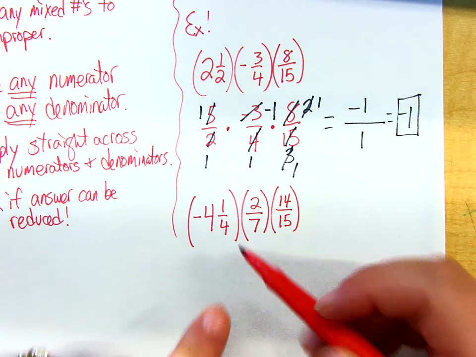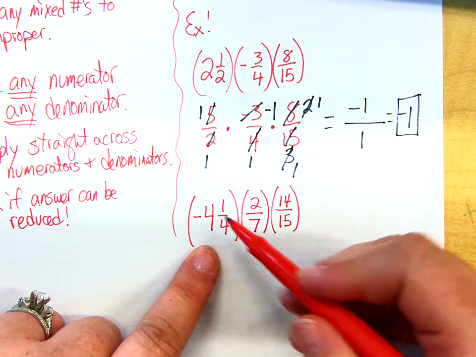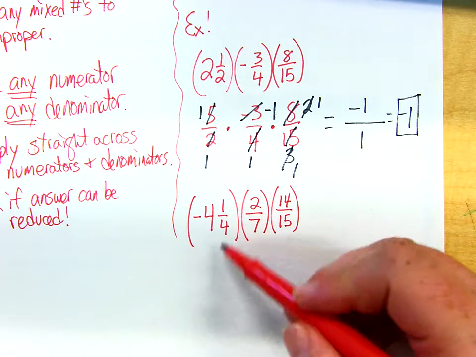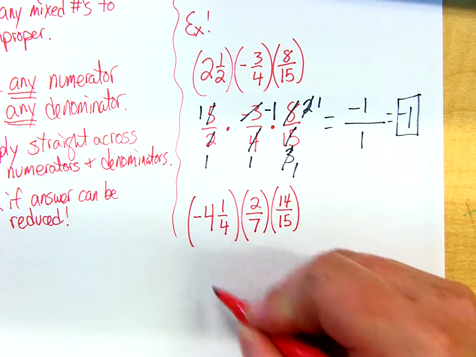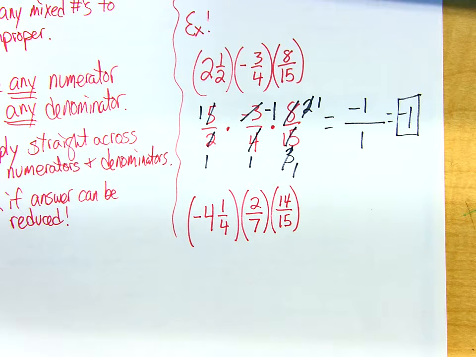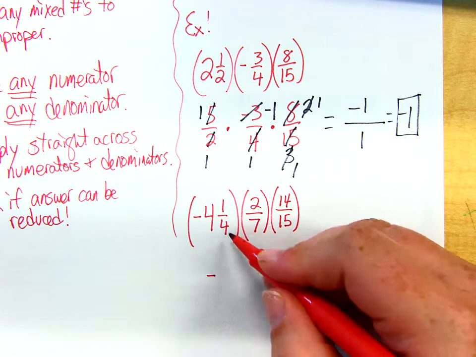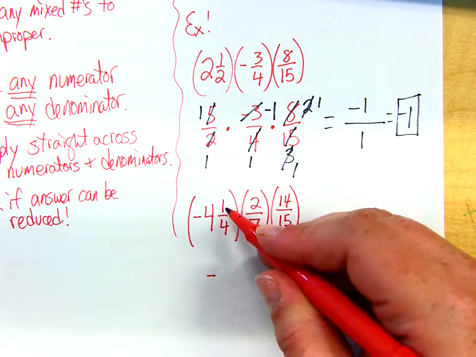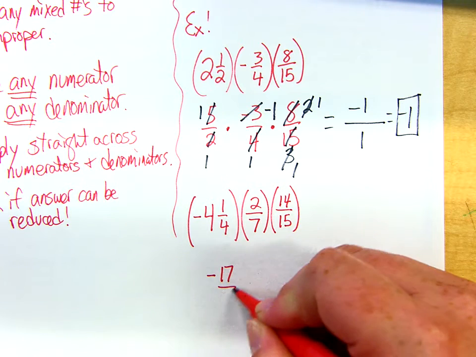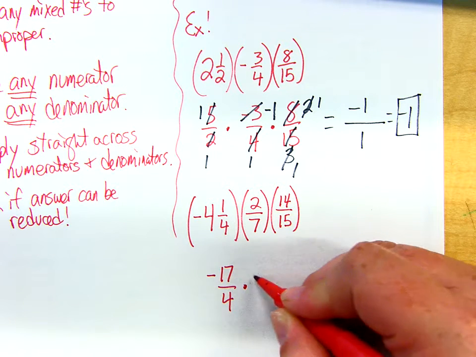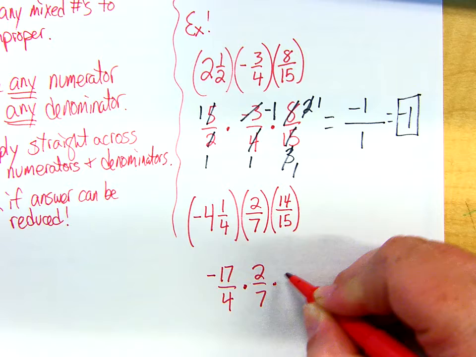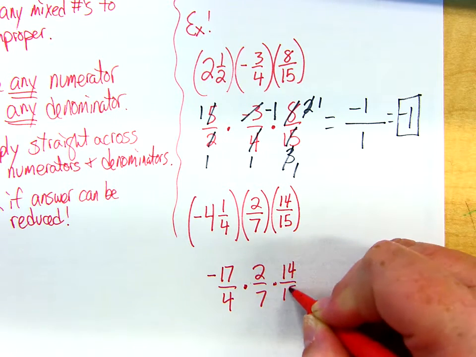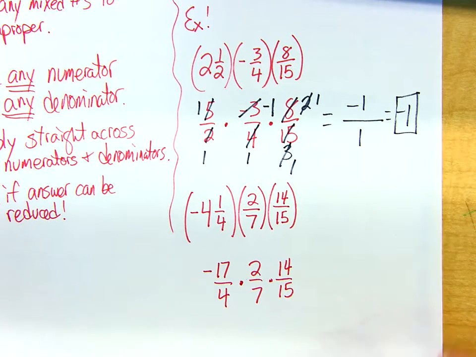You need to change your first number to an improper fraction. What is that as an improper fraction? Well, 4 times 4 is 16, plus 1. So step 1 is done.